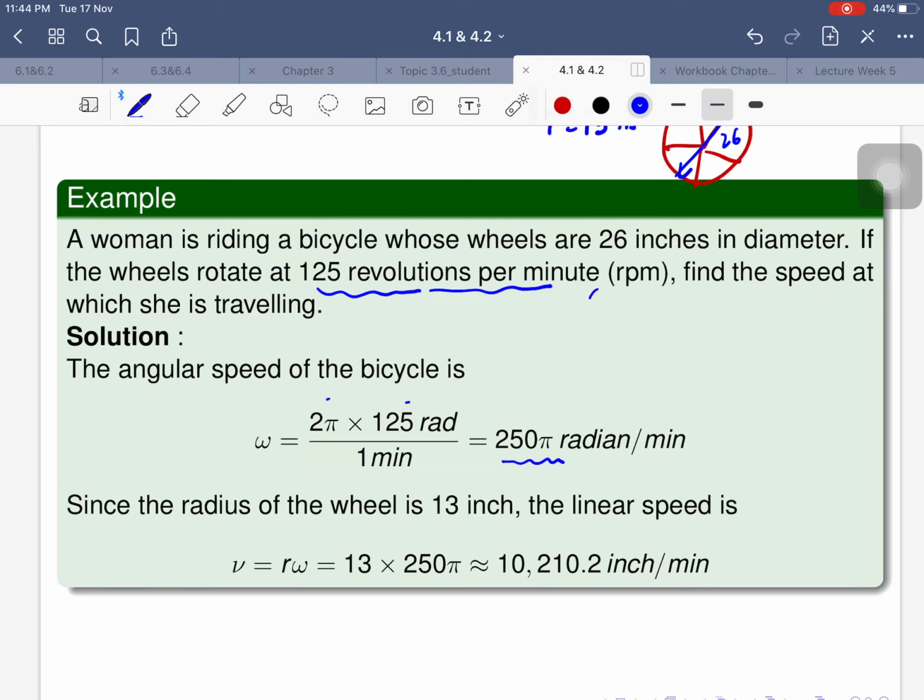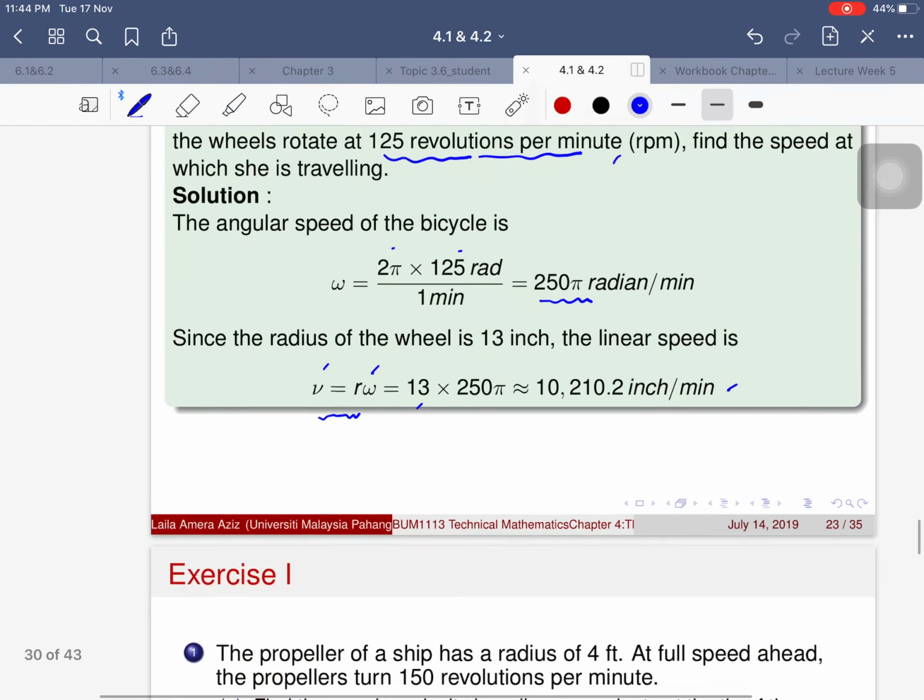And then using the formula that we have before, v is equal to r multiplied by omega. Knowing that the radius is 13, I simply multiply by the omega, the angular velocity. So I will get a value of 10,210.2 inches per minute. Okay, so it makes sense because the bicycle goes very fast. You couldn't even see the wheel turning. So if you have your value of v or omega already, no need to bother doing the same calculation again for the other one. Just simply use the formula.